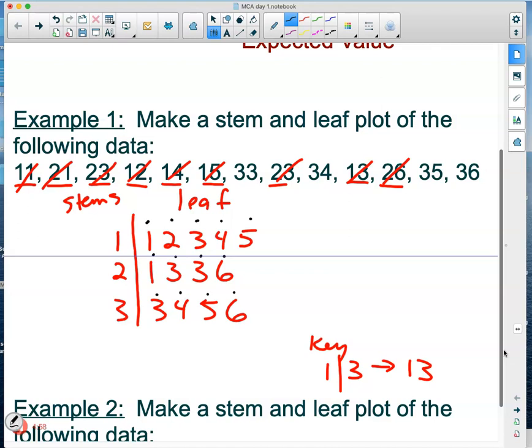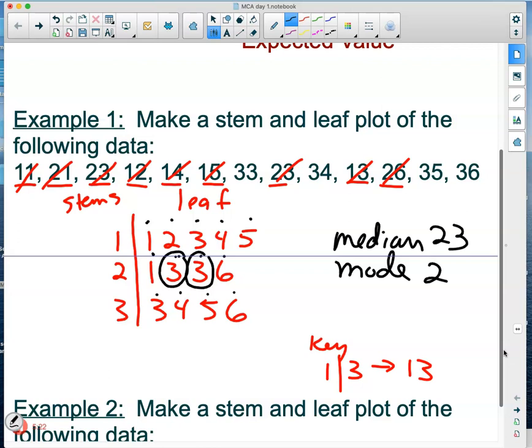So 1, 2, 3, 4, 5, 6, 7, and that 3 is represented by 23. So the median would be 23. And the mode, remember, is the one that's there the most. When you look at this data again, you see that's going to be 23 also, because that's the only one that we had 2 of the exact same number in there. So median and mode can definitely be found a little bit easier with stem and leaf plots.